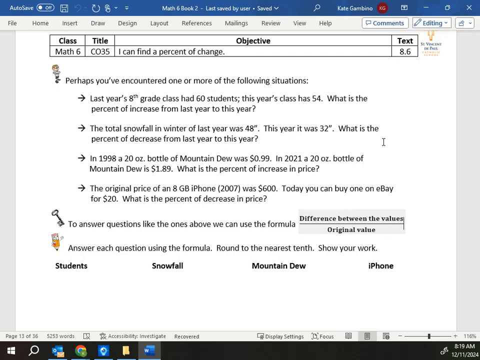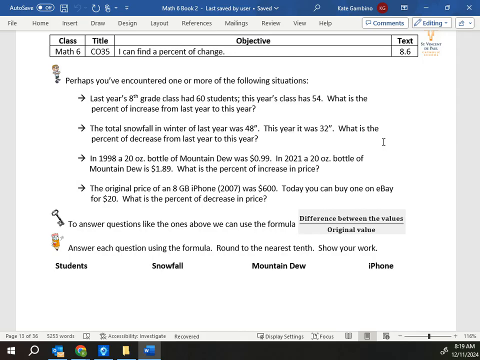The original price of an 8 gigabyte iPhone in 2007 was $600. Today you can buy one on eBay for only $20. What is the percent of decrease in price? Okay, so we're looking at how things are going up or down. What is that percent of change?